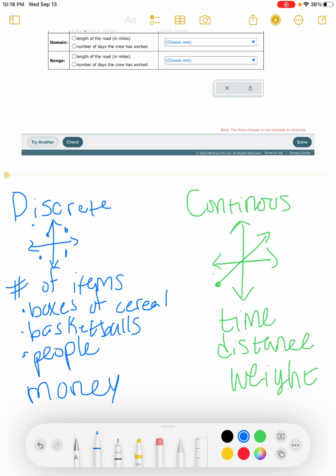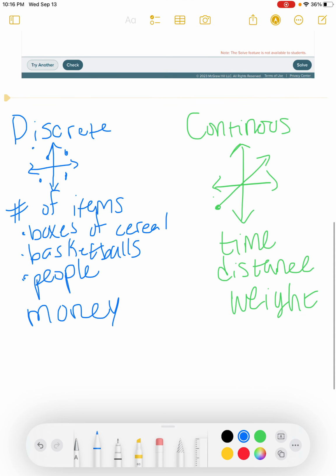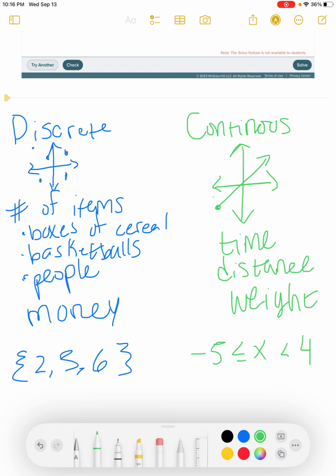And the reason that we care is because how we write our answers are slightly different. If you remember, discrete sets have to use the fancy brackets. And you'd have something like 2, 3, and 6 is my domain or something, right? But something that's continuous has to use an inequality. So that's what we've been used to doing recently, where maybe we get something like -5 is less than or equal to x, which is less than 4. Okay, you see how our answers are very different looking when I have something discrete and something continuous. So that's why we need to be able to tell the difference.